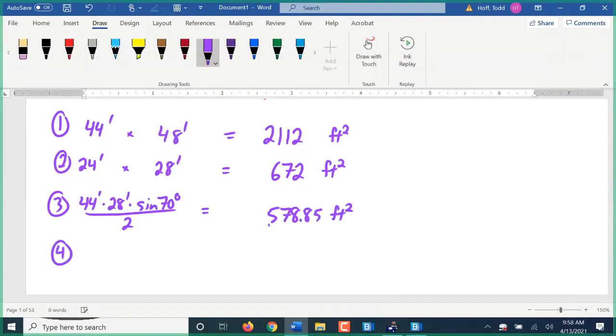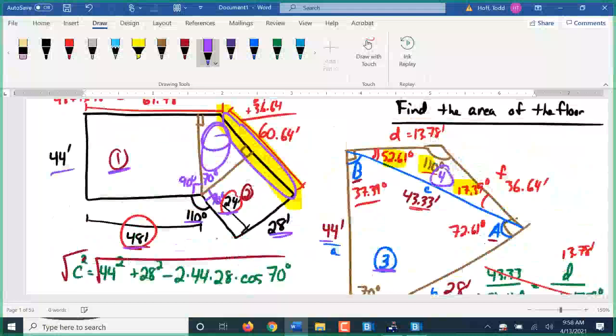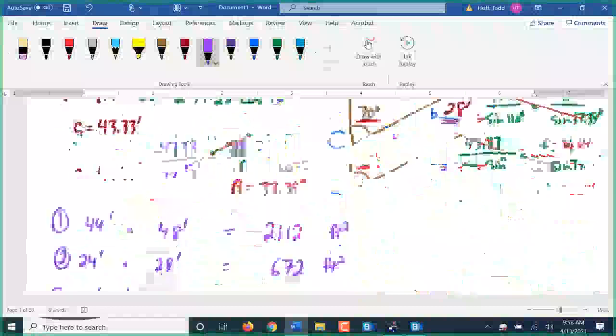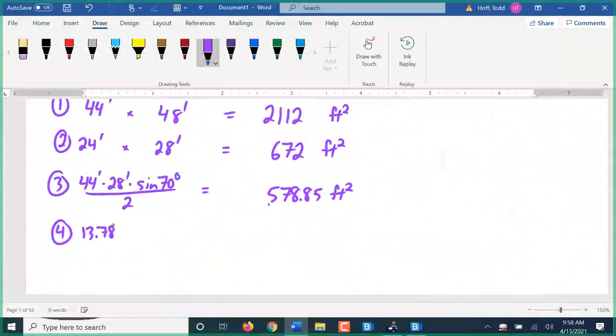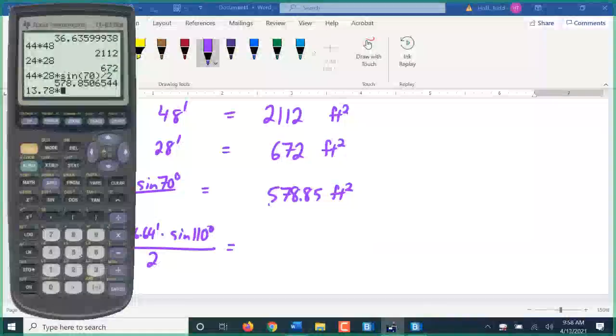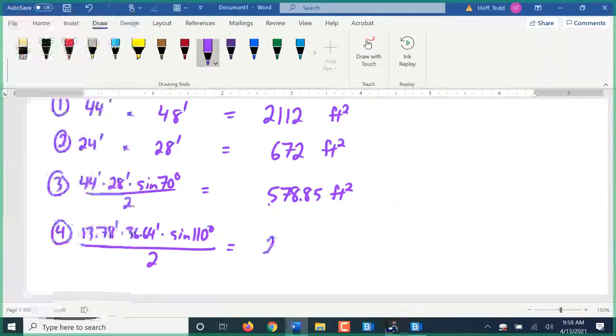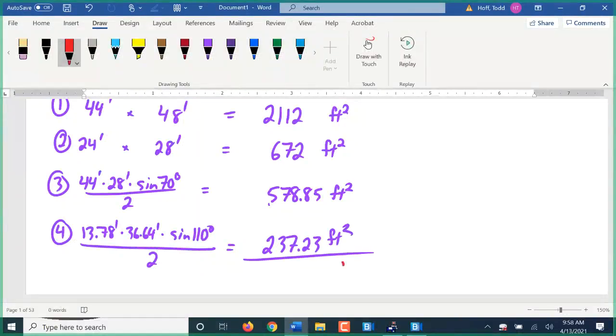And then shape 4. This one up here is shape 4. Probably the easiest way to approach that one, since we had to find all the sides and all the angles anyway, is 13.78 times 36.64 times the sine of that 110 degrees all over 2. Giving us 237.23 square feet. So we'll add this up to get a total area.